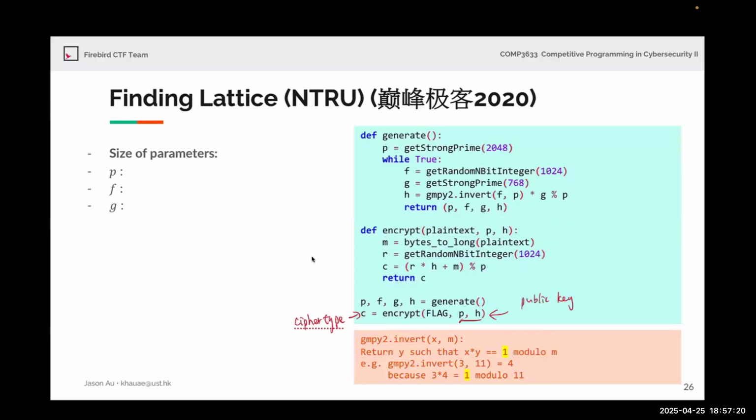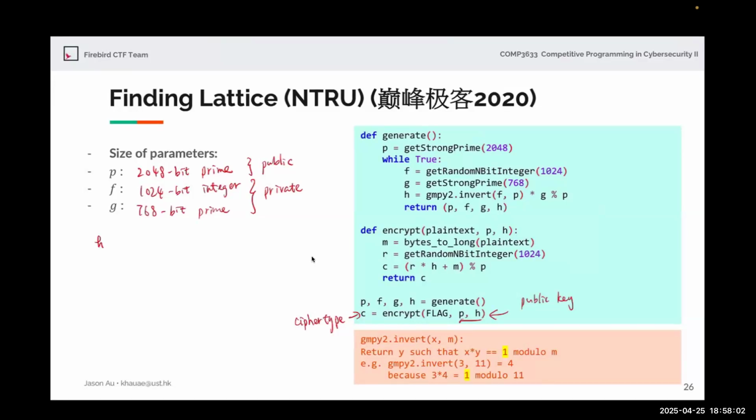Okay, so we have P, which is a 2048-bit prime number, and F is a 1014-bit integer, and G is a 1068-bit integer. It's also a prime. So these two are the private key, and this one is public. Okay, so we also have H.